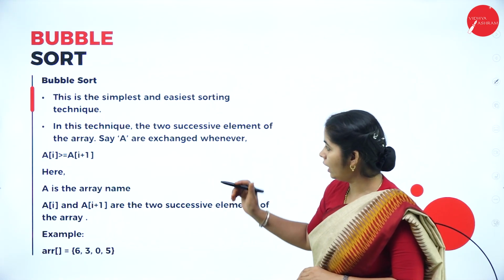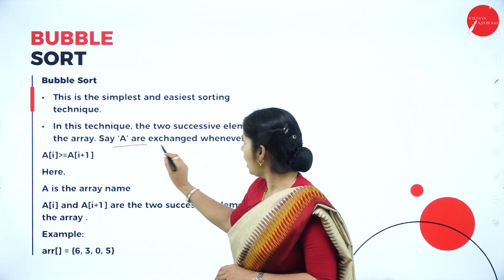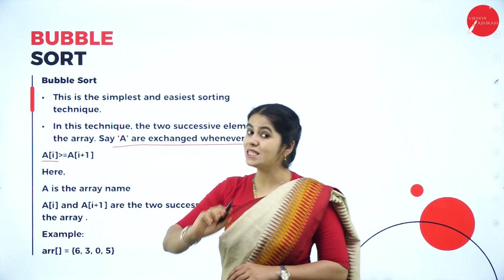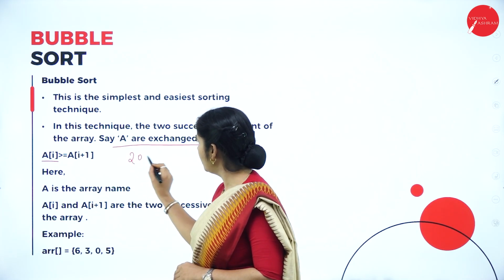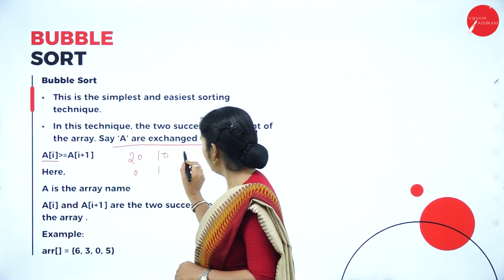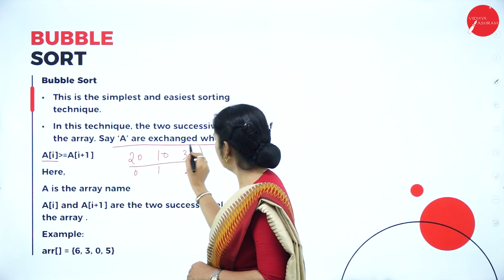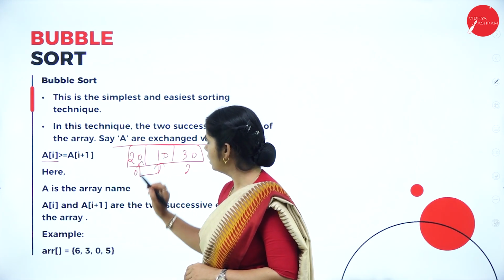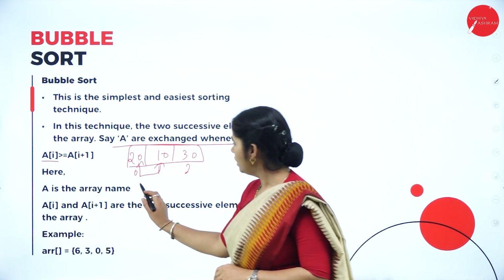Simple technique, right? In this technique, two successive elements of the array, say A, are exchanged whenever A of i is greater than A of i plus 1. A of i, that is 20 and 30, 0, 1. Okay, so consider the three elements here. Compare these two elements. Yes, A of i is greater than A of i plus 1. Then swap.